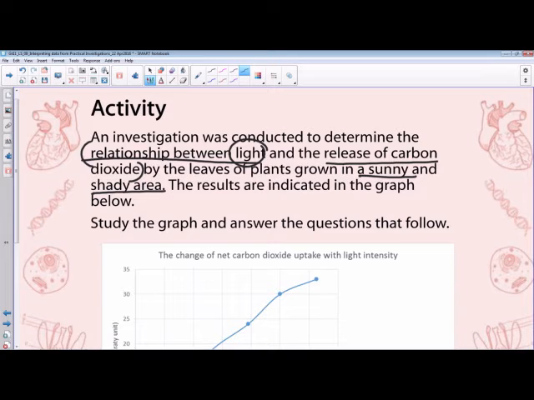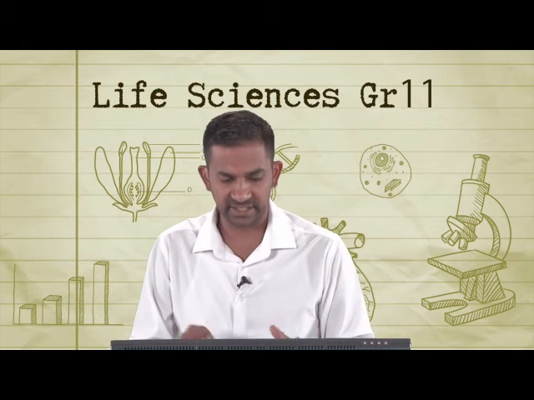So here we're looking at the relationship between light and the carbon dioxide released in plants that are grown in both a sunny area as well as a shady area. And we know that plants tend to grow in sun, or they love sun, and there are certain plants that tend to grow better, or are better adapted to growing, in shadier, cooler areas in terms of their habitat. So let's look at whether the rate of photosynthesis in these plants is affected by the light intensity.